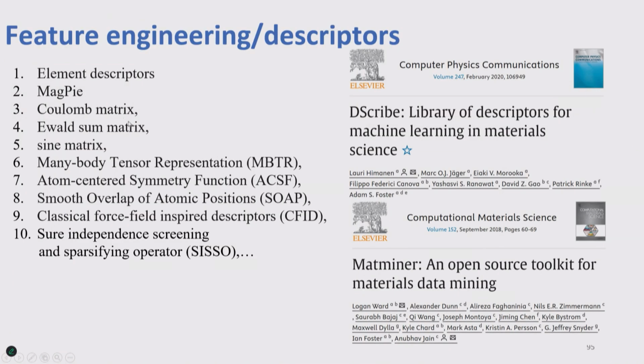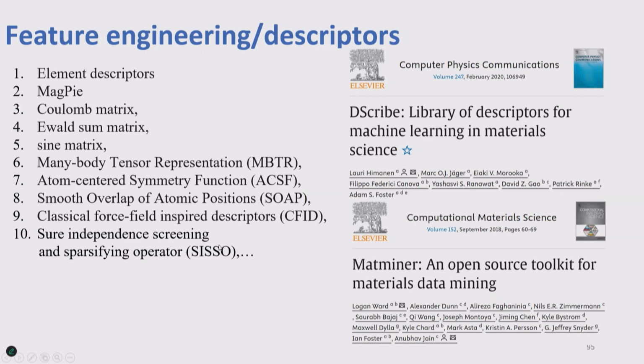Okay, so now we will get into the feature engineering part, or something called descriptors. What is the problem we are trying to solve? We are trying to establish the structure-property relationship and do it more accurately. Scientists all over the world have tried different ways to characterize or differentiate one material from another, for example, element descriptors like atomic number. We'll talk about MACPI, Coulomb matrix, Ewald matrix, sine matrix, MBTR, SOAP, CFID, CISO.